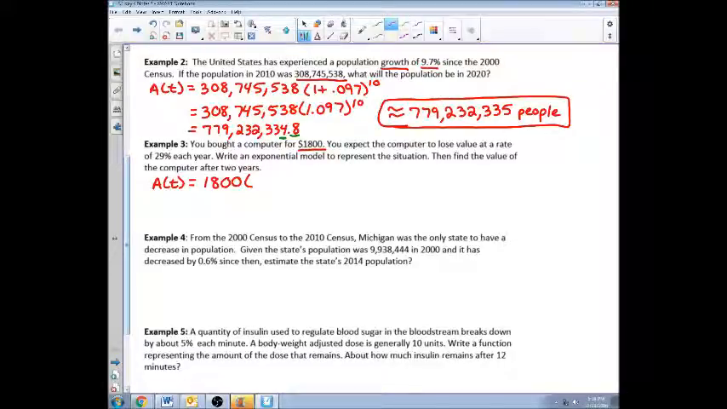Now we're going to have 1. It's either going to be plus or minus, depending on whether it's an increase or decrease. It says it's going to lose value. So in this case, I'm going to subtract, right? At a rate of 29%. Remember that what I subtract from 1 is my rate. So 29% as a decimal would be 0.29. And I'm going to raise that to t. That is our model, right?